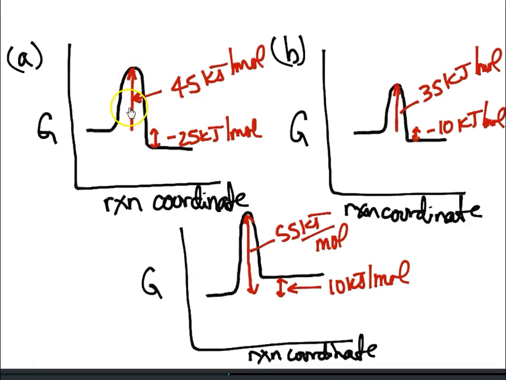So remember the activation energies, there's always a hill between the reactants and the transition state. And then delta G is determined by the difference between the reactant line and the product line. So the spontaneous reactions with negative delta G's, for example A and B, have products which have a lower free energy than the reactants. And for reaction C, the products end with a higher free energy because those have a positive delta G value.